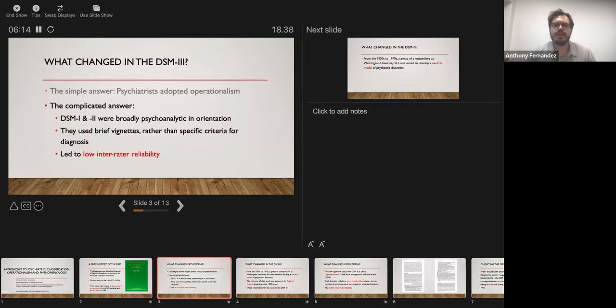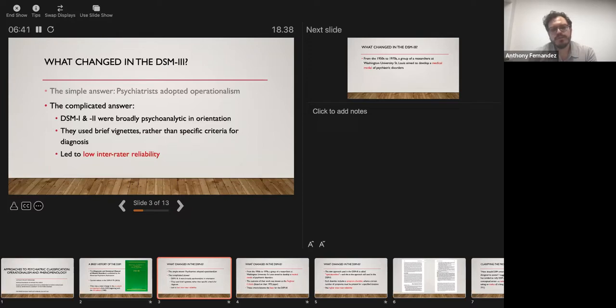But the main issue that actually pushed the move from the DSM-2 to the DSM-3 is not so much that it was psychoanalytic, but that it had what's called low interrater reliability. So the simple way of describing this is to say, interrater reliability basically refers to how likely it is that two or more psychiatrists are going to diagnose the same patient with the same disorder.